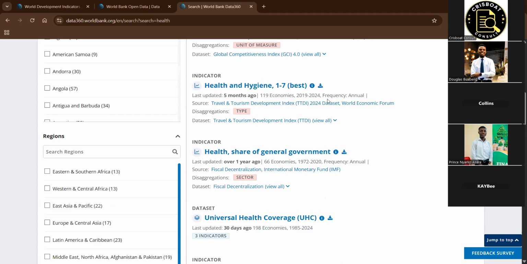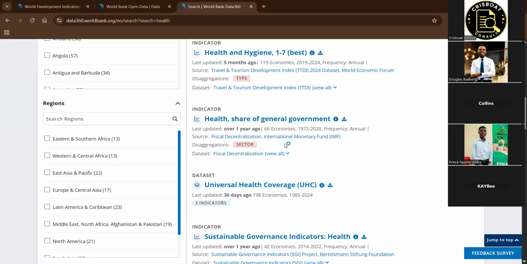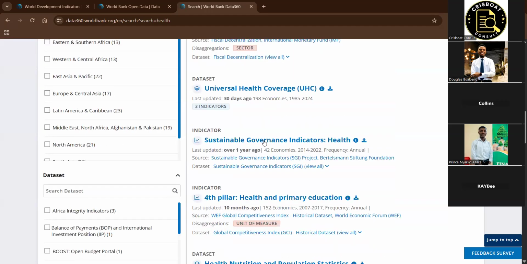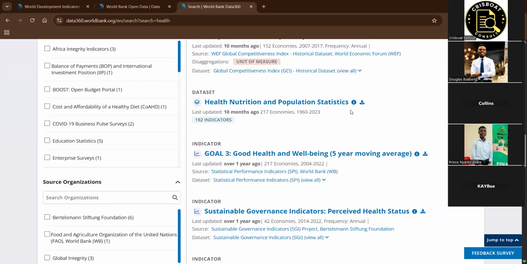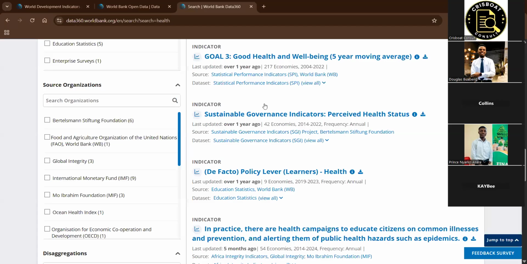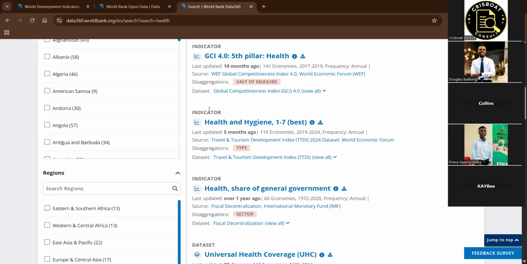It is 2019 to 2024. It means it's longitudinal data. Health, which is share of general government, universal health coverage, sustainable governance indicator, health. Fourth pillar, health, nutrition, and population statistics. This is from 1960 to 2023. This is a comprehensive data set, from 1960 to 2023, that you can try. Those who are into health. What again?